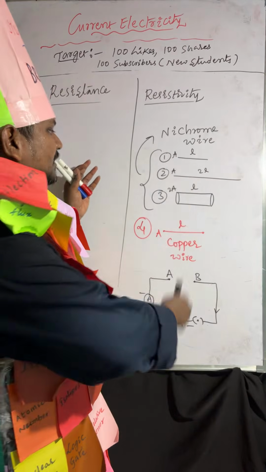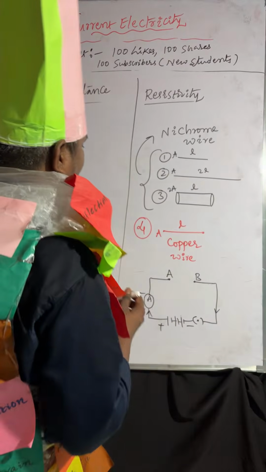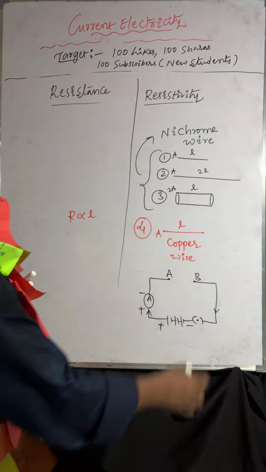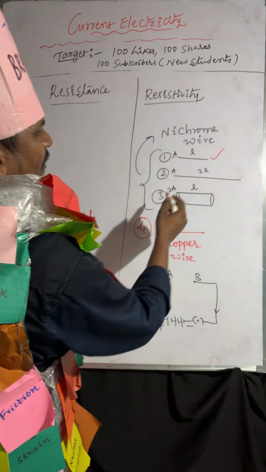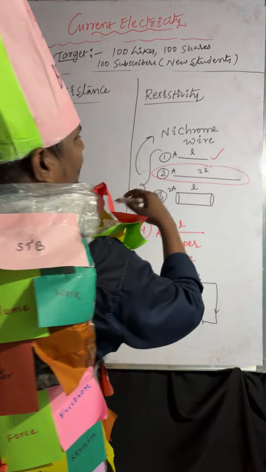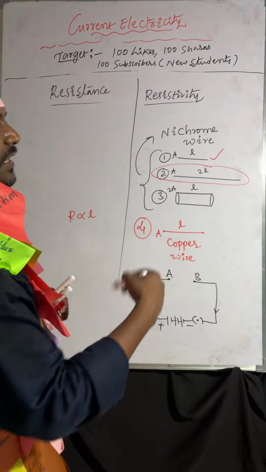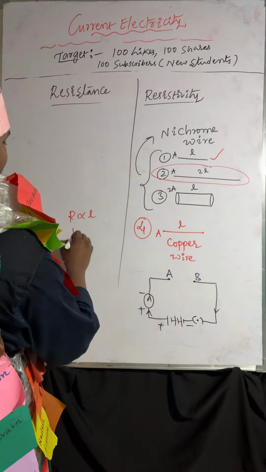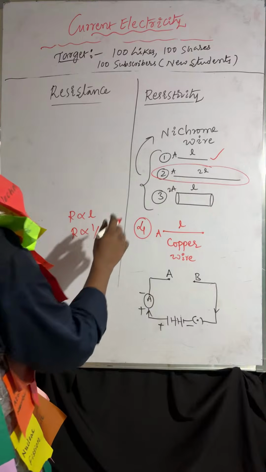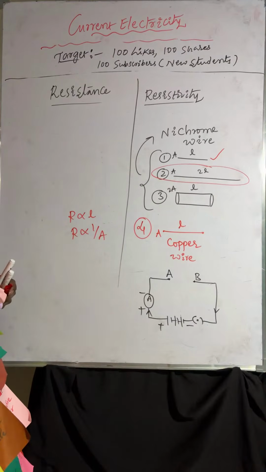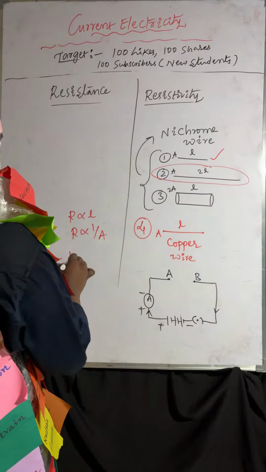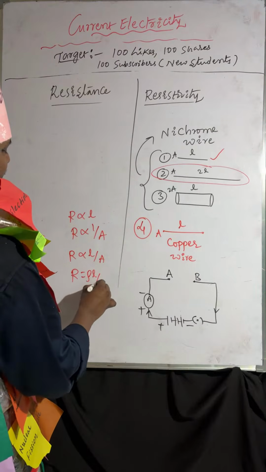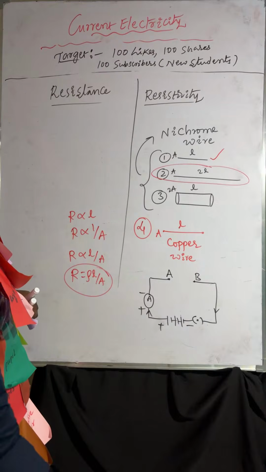Okay. By observing these four cases, we can conclude that resistance is directly proportional to length of the conductor. When the length increases, resistance increases, ammeter reading decreases. Understood or not? So resistance is inversely proportional to area of the cross section. So R is directly proportional to L by A. R equal to rho into L by A.